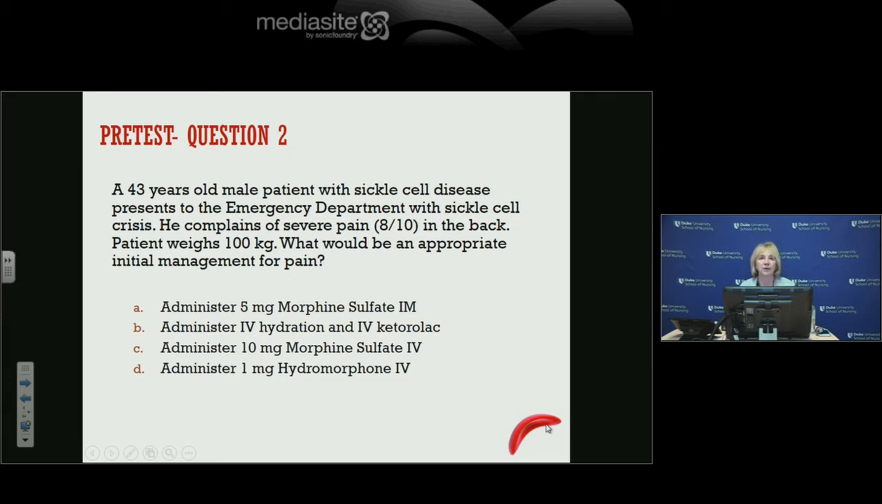The second question is really about a correct dose. This is a 43-year-old male with sickle cell. He has 8/10 pain in the back. He weighs about 100 kilograms. And so we're asking, do you know what drug and dose would be appropriate for this particular patient?